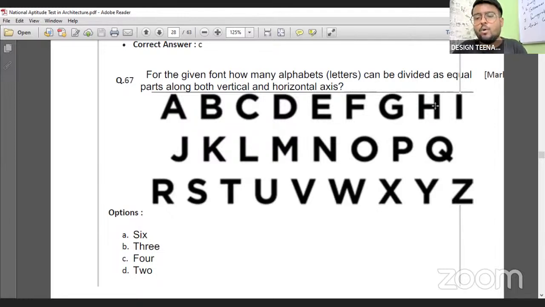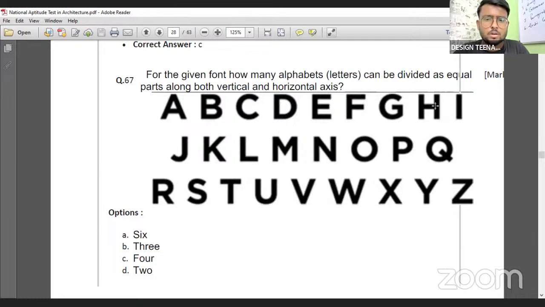Okay, let's continue. Is O possible? I will come back. Is O possible? Yes, O is possible. P, no. Q, no. R, no. S, is S possible? No. T, no. U, no. V, no. W, no. X, yes. Y, no. Z, no. So how many?